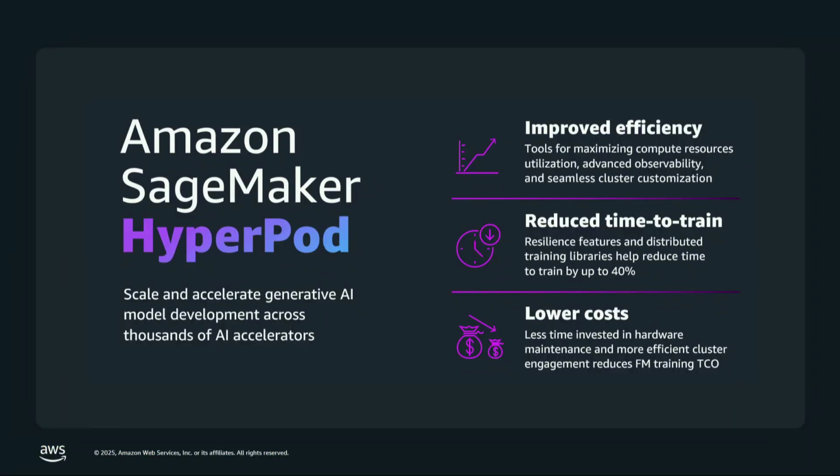Amazon SageMaker HyperPod is a service that allows you to manage and operate persistent clusters to train and deploy foundation models. You can scale up to thousands of accelerators, and HyperPod comes with improved efficiency. As I mentioned, HyperPod has functionalities which help you optimizing the utilization of the compute resources on the cluster. You reduce overall the time to train because HyperPod comes with advanced resiliency capabilities which help you recover from failures.